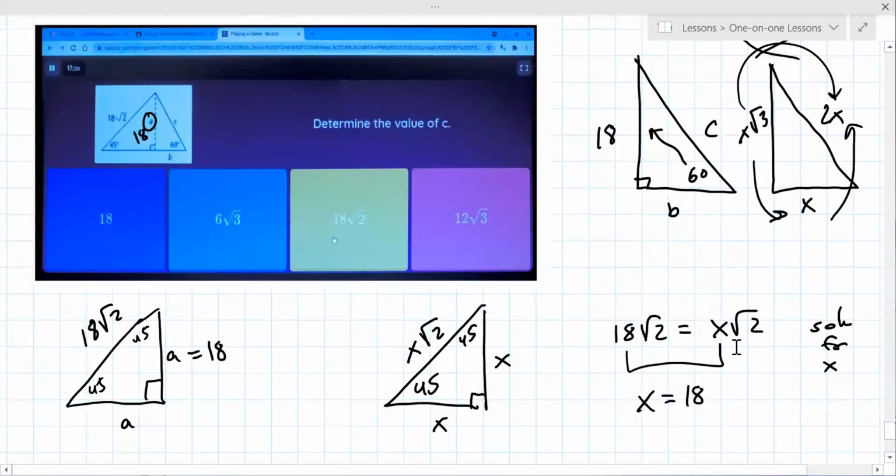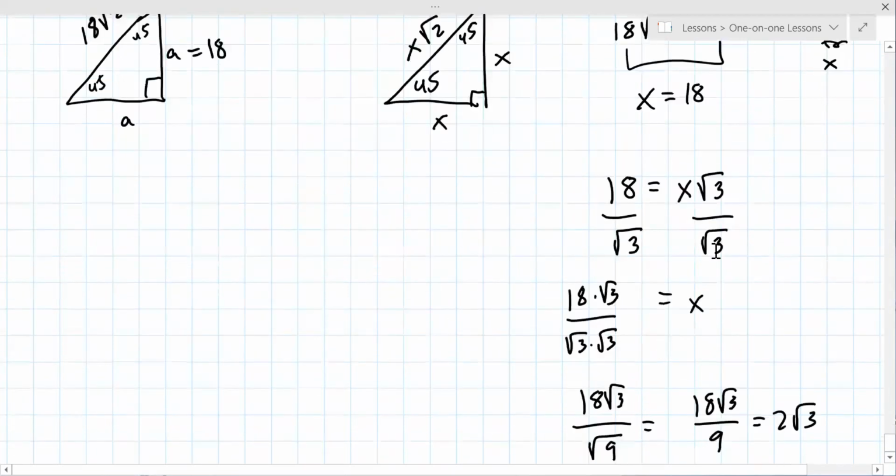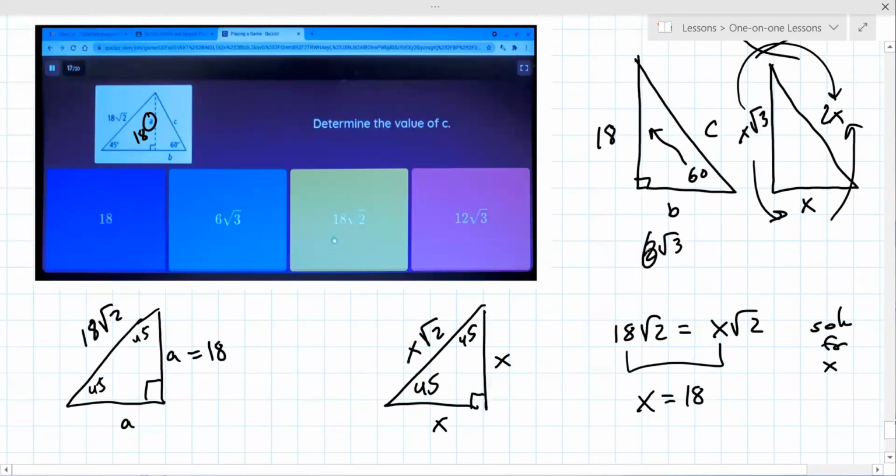So 2 square root 3 is B. So C is double that. So it's 4 square root of 3, which isn't there. Oh, I'm sorry. This is 3. I made a mistake here. 18 divided by 3 is 6. When you double 6 square root of 3, you get 12 square root of 3 for that.